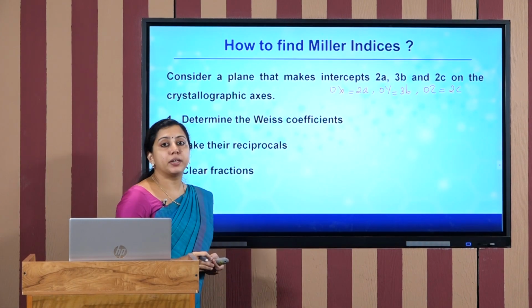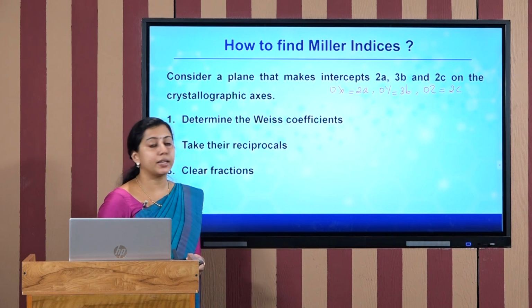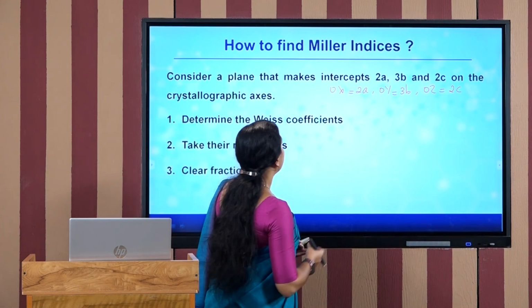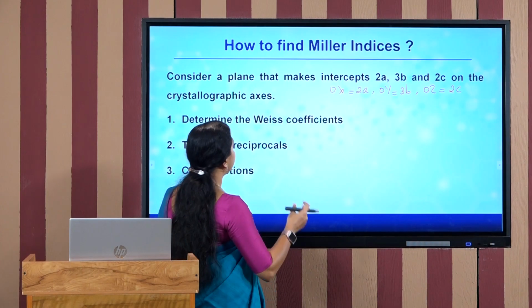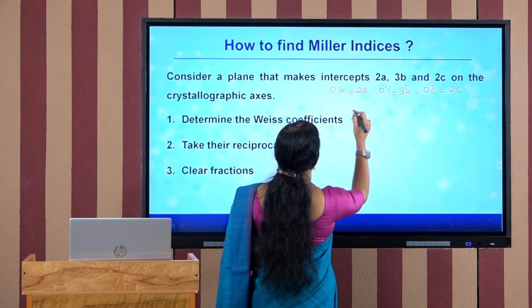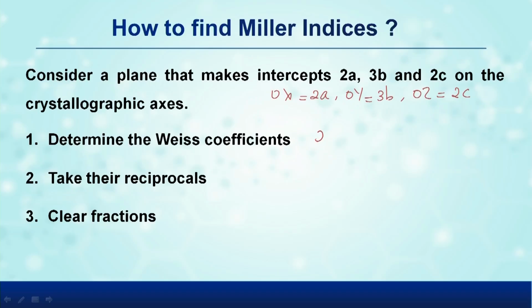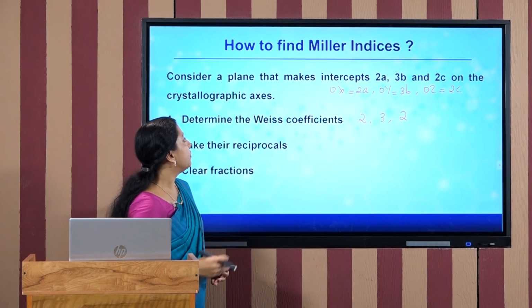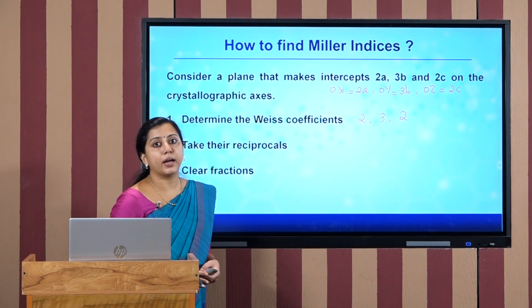First, we have to determine the Weiss coefficients or Weiss indices. So, in this, what will be the Weiss coefficients? We can see on OX it makes an intercept of 2a, so the Weiss coefficient will be 2. On the second axis OY it makes an intercept of 3b, so the Weiss coefficient will be 3, and on the third one, OZ, it makes an intercept of 2c, so the Weiss coefficient is 2. So, the Weiss indices are 2, 3 and 2.